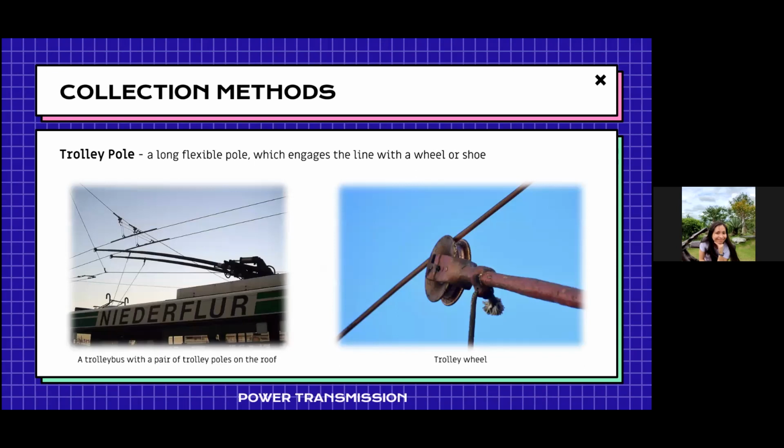Yan. First collection method is the trolley pole. A long flexible pole which engages the line with a wheel or shoe, used to transfer electricity from a live electrified overhead wire to the control and electric traction motors of a tram or trolley bus. Para mas madali nyo maalala, the trolley pole pretty much resembles a long fishing rod. The second picture is a close-up view of the trolley wheel na nakakabit sa dulo ng trolley pole.